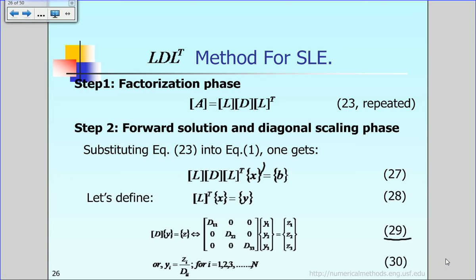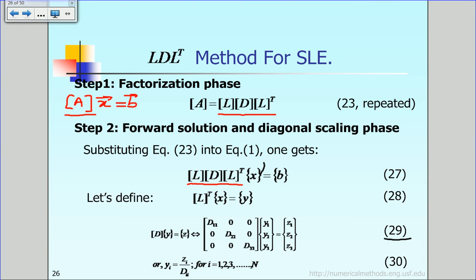Okay, to refresh your memory, we are trying to solve the system of linear equations that can be expressed in matrix notation as AX equal to B. If the matrix A is symmetrical but not positive definite, then according to my previous lecture, we can factorize the matrix A into the form of LDL transpose, as shown in equation 23. So now the matrix A will be represented as LDL transpose right there.